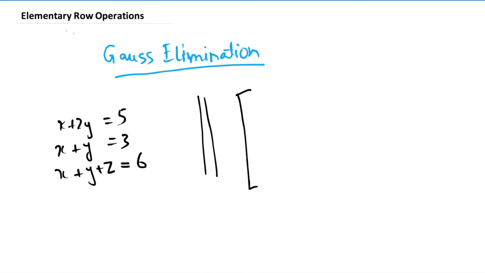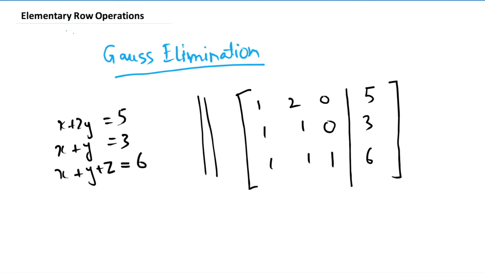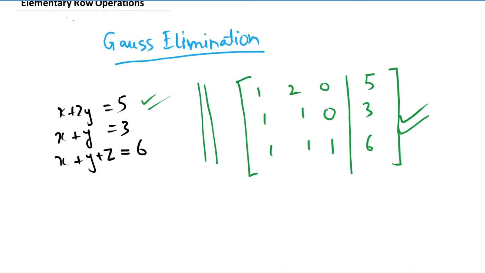So the augmented matrix will be the coefficient matrix. This will be 1, 2, 0 and 1, 1, 0 and 1, 1, 1, and write a bar and then write all the constant terms on the right side of the equality. So it's 5, 3 and 6. So this augmented matrix describes the equations on the left side completely. Now, what happens if I interchange the first and the second row?